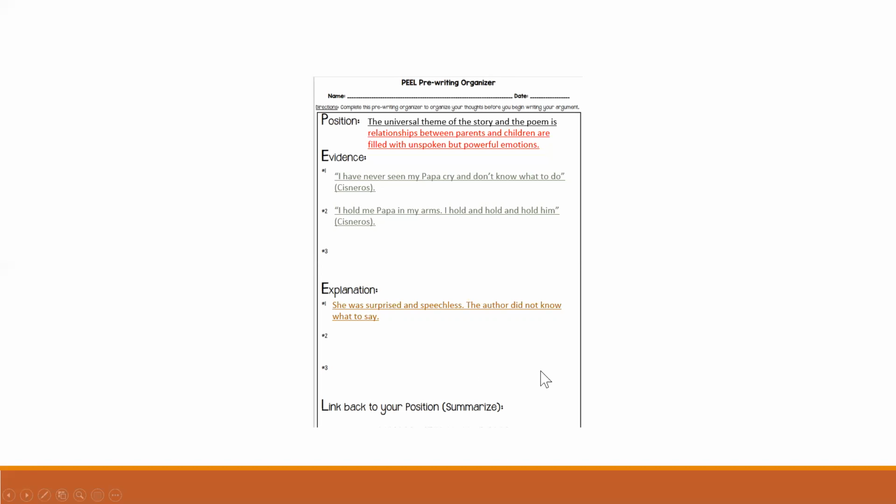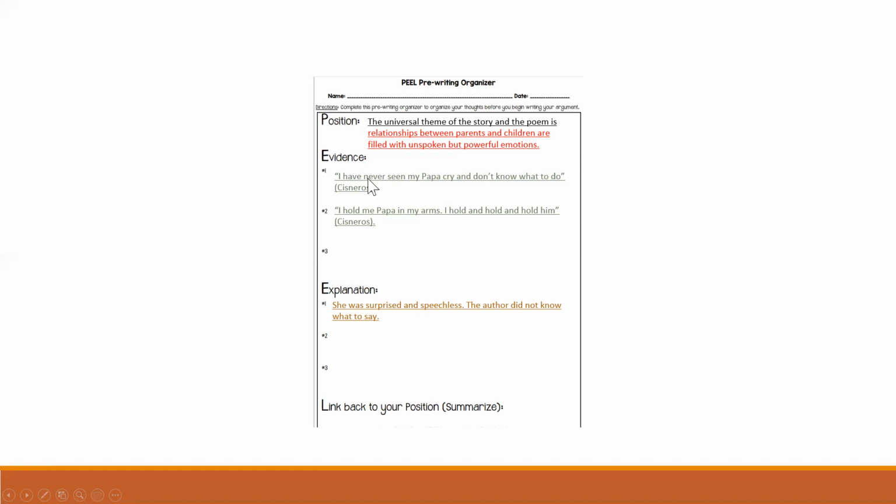All right. So again, we have our beginning graphic organizer here that we left off with yesterday. I'm going to go through and fill it in a little bit. We have our position up here, the sentence starter that was given on the worksheet itself. And then if you answered number 7 on that worksheet correctly on the comprehension questions, you will have your theme, which is basically the whole sentence. The universal theme of the story and the poem is, and then your theme: Relationships between parents and children are filled with unspoken but powerful emotions.